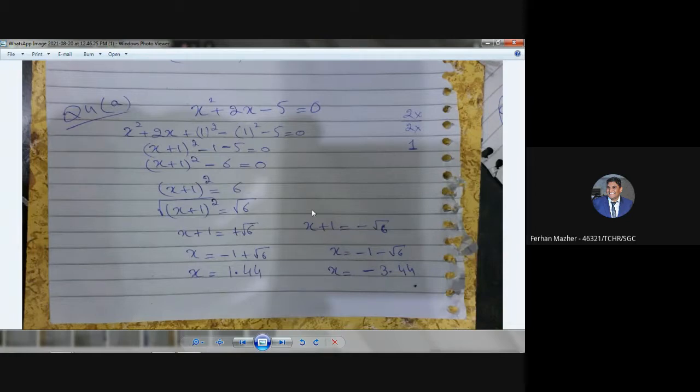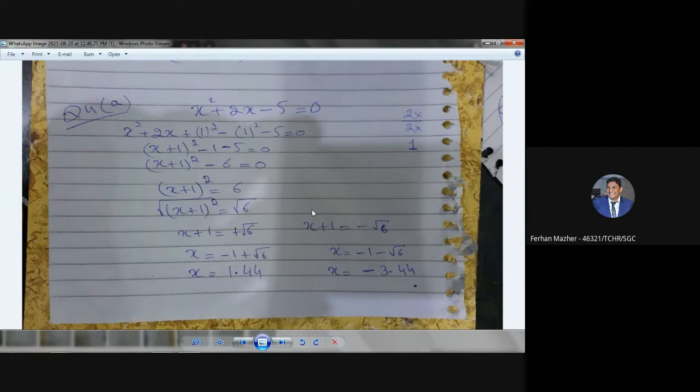They want you to find the value of x. When they want this, they use the words "solve this equation," which means you are supposed to find out the value of x. So here an equation is given: x squared plus 2x minus 5 equals 0.